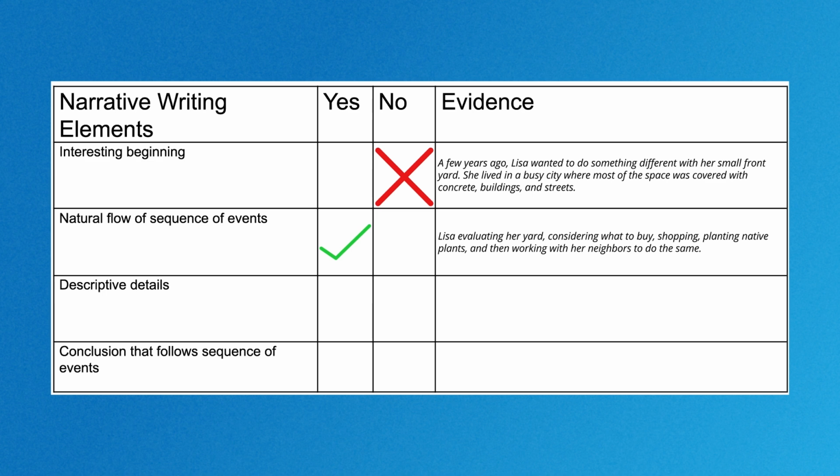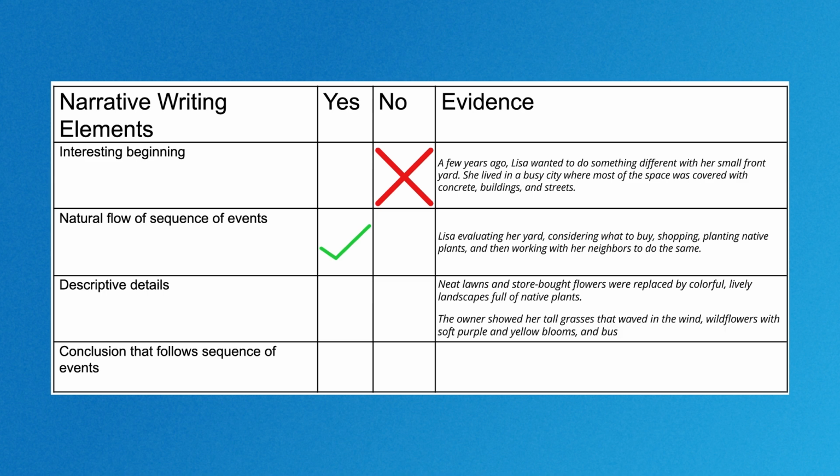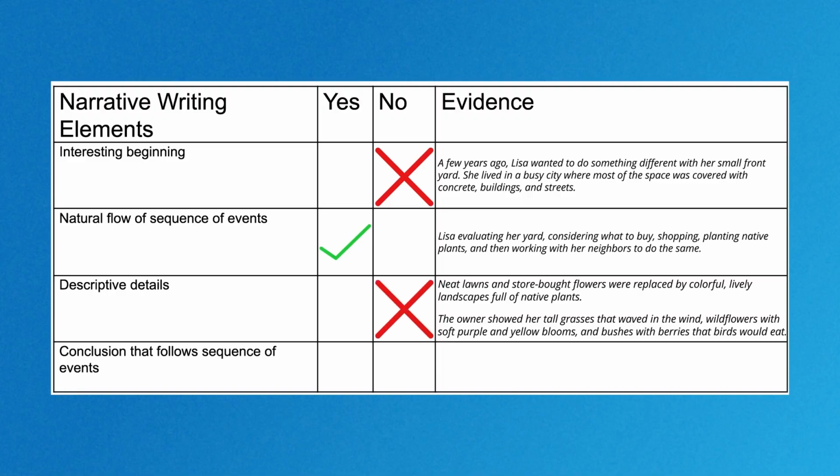Are there descriptive details? Well, neat lawns, colorful, lively landscapes, wildflowers with soft yellow and purple blooms, and bushes with berries are descriptive. But I do think I could do better by adding sensory language, words that appeal to the 5 senses: sight, sound, smell, taste, and touch. I'll mark this a no.